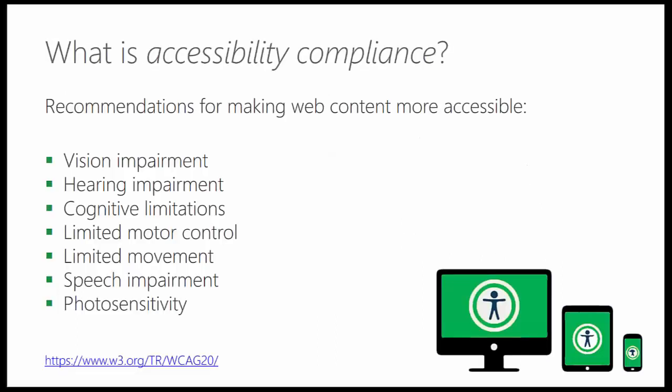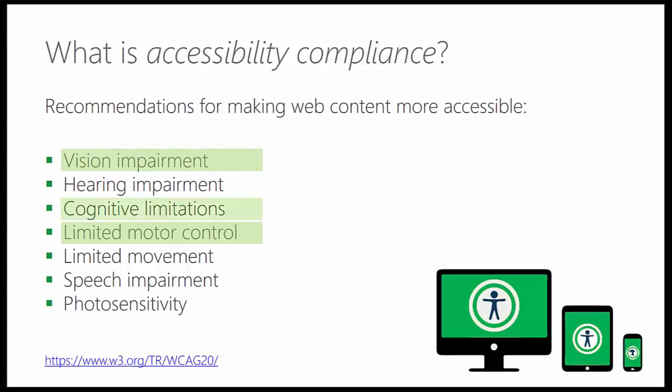So what is accessibility compliance? At the bottom of this particular slide, I've provided you a link. You can go and read the raw specifications, but what I find helpful, because the specifications cover a broad range of things, is to narrow it down and say, what does this mean for me in the WebGIS context? So primarily what we're focusing on is vision impairment and limited motor control.